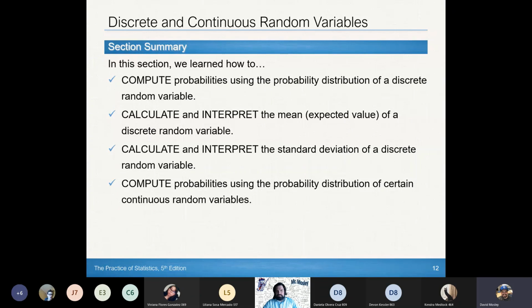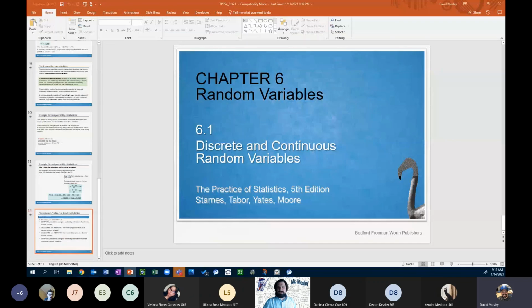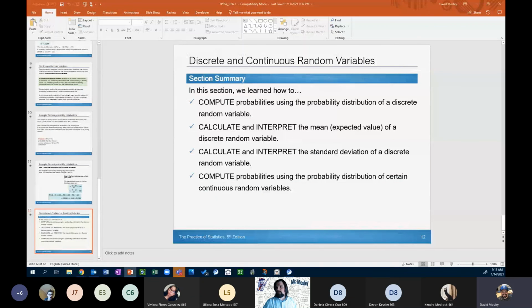All right. Are there any questions on what we've just covered for section 6.1? I suppose not. All right, maybe I'm just that good. So we go end our slideshow. Stop sharing your screen.